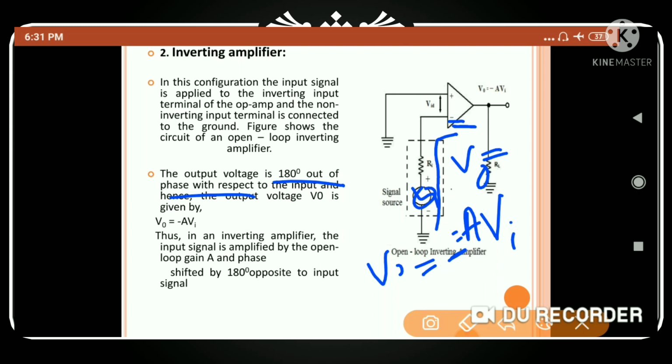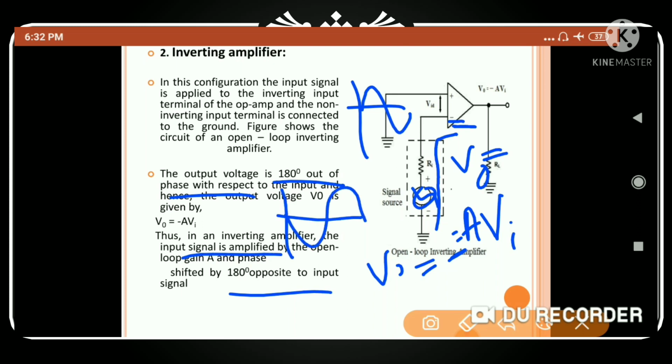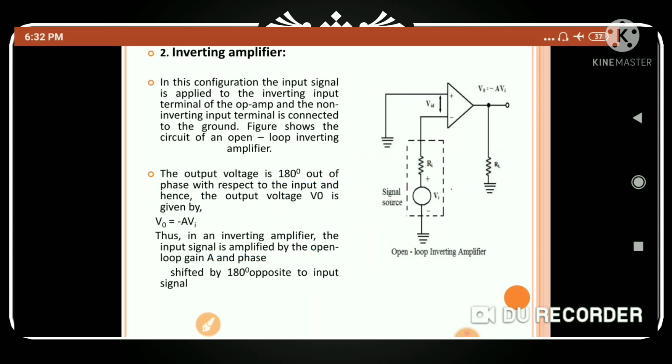Thus in the inverting amplifier, the input signal is amplified by the open loop gain A and phase shifted by 180 degrees, opposite to the input signal. If you give the input like this, the output will be out of phase, 180 degrees out of phase, which is why we get minus A Vi1. Remember, for the inverting terminal V0 is equal to minus A Vi1. This other terminal should be connected to ground. So this is the inverting amplifier.